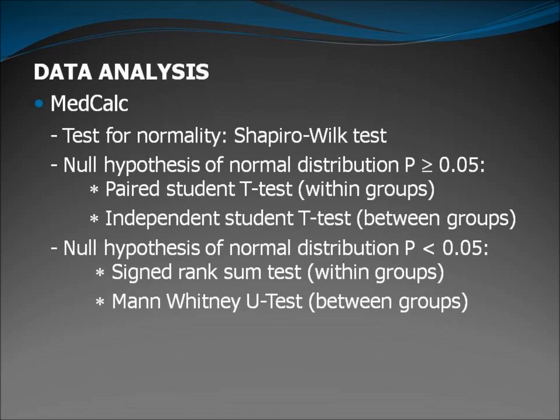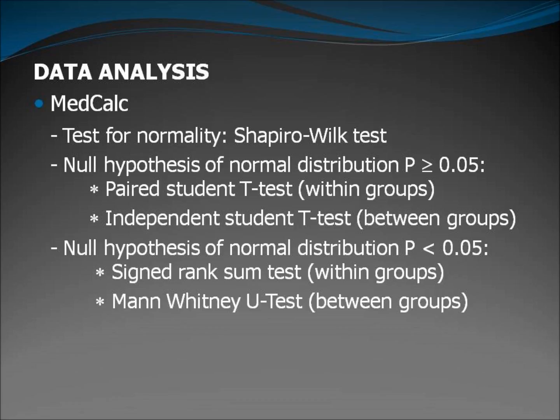All analyses were performed using the software MedCalc. The statistical distribution of the data was analyzed to test for normality with the Shapiro-Wilk test. In case the null hypothesis of normal distribution wasn't rejected, p-value greater than or equal to 0.05, the paired Student t-test was applied to compare the oxygenation values within the groups, and the independent Student t-test for the comparison of the oxygenation values between the groups.